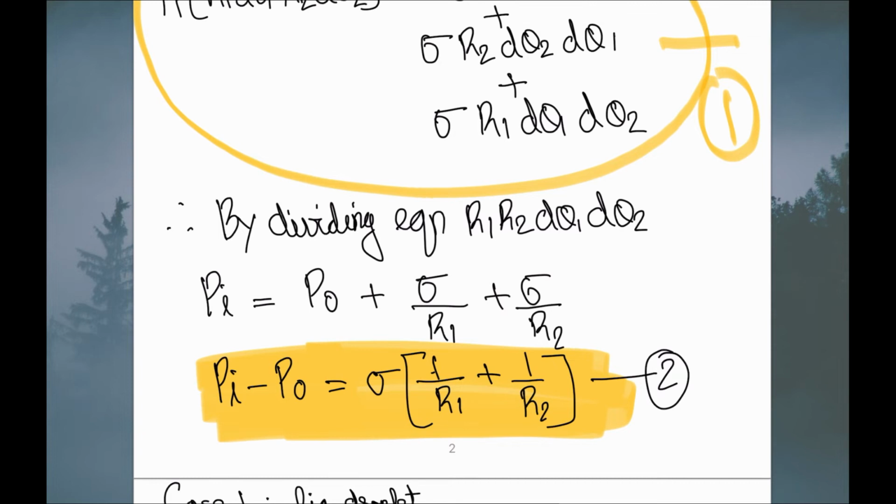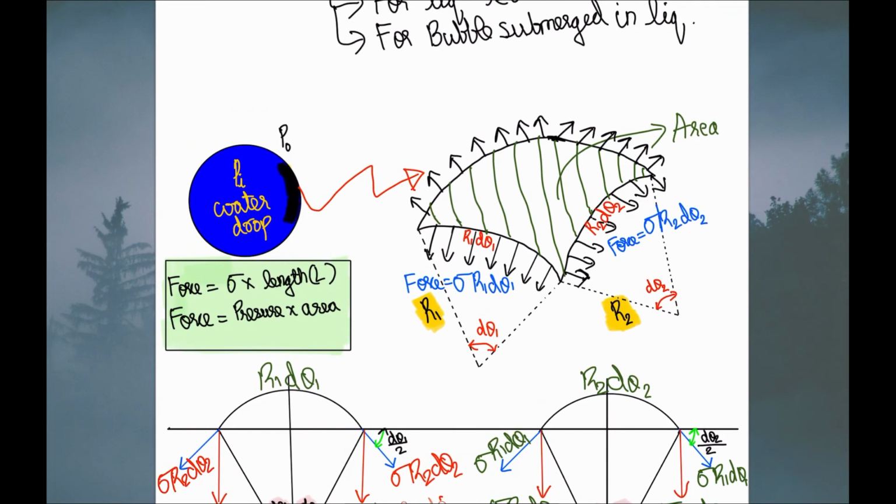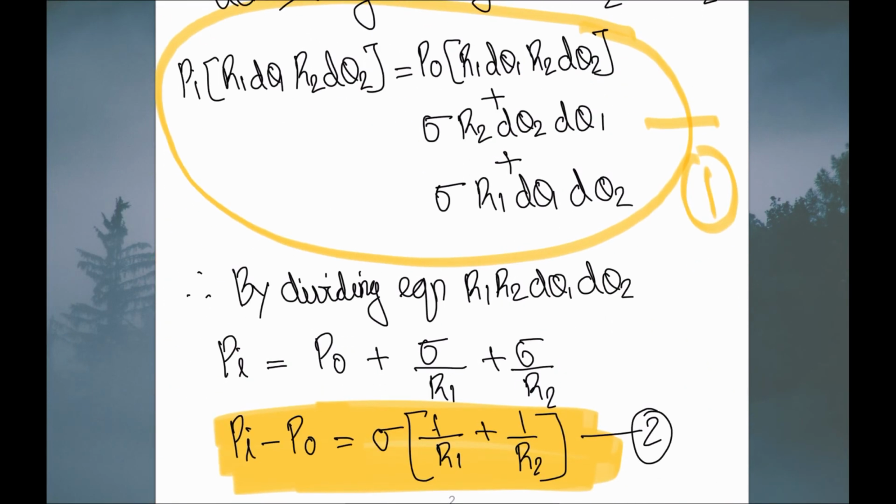And we should remember that here we have considered a water droplet. That is, there is only one interface. That is, here only air is outside. Suppose we consider an air bubble, there is air inside here and air outside here. That is, there are two interfaces. So for two interfaces, we need to multiply here by 2. That is, for a single interface, it is pi minus p naught is equal to sigma in the bracket 1 upon r1 plus 1 upon r2. For two interfaces, it becomes twice.